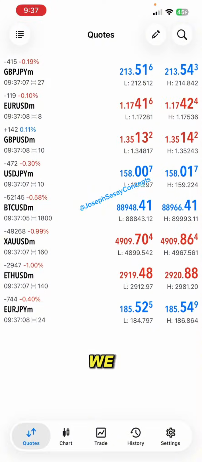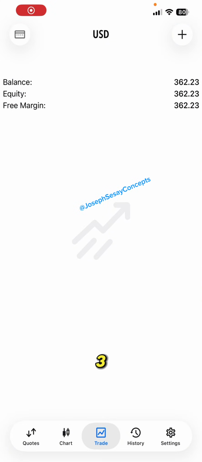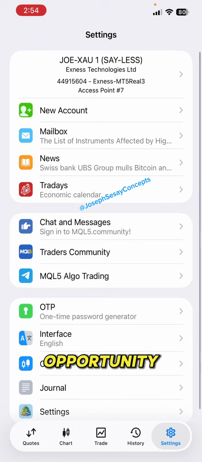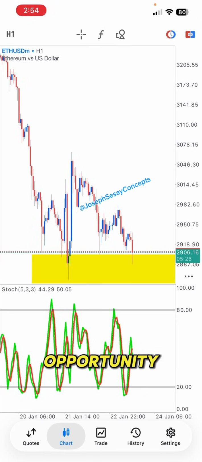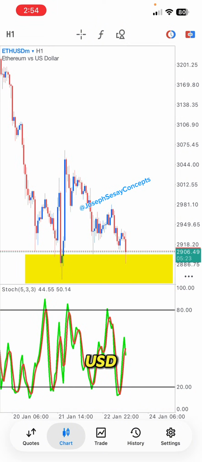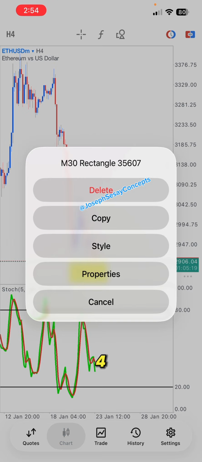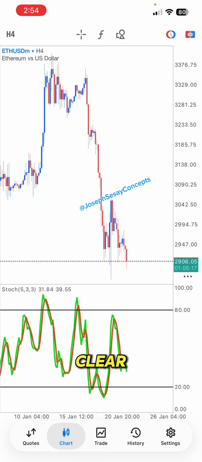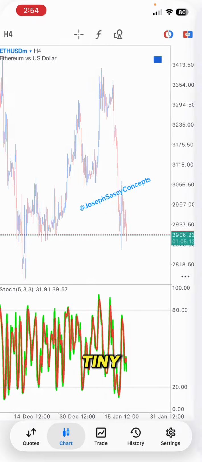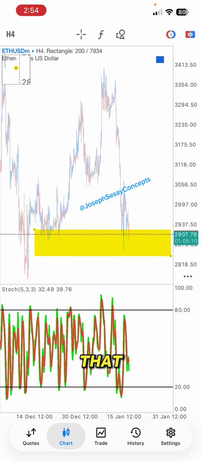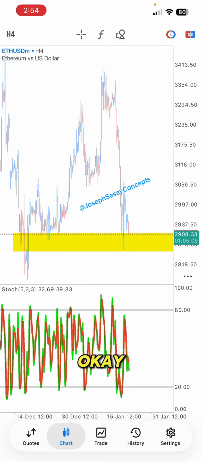So let's see how we can grow this account. Our account is currently 362. So I saw another opportunity. This is the same account, transparency to the core. I saw this opportunity on Ethereum. All right, ETH price is currently at the demand zone. I always tend to look at the H4, the 4-hour chart. That gives you a clear direction of what the market is about to do. When you crop it and make it tiny, you'll be able to see your demand and your support zone. Make sure it covers all the weeks. Okay, it covers all the weeks.